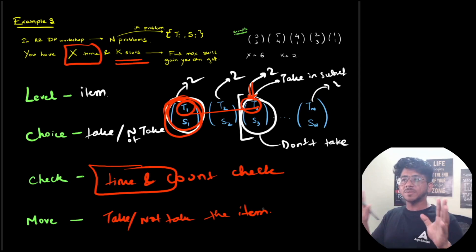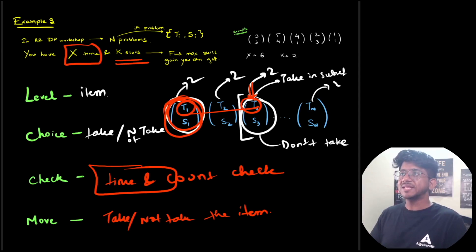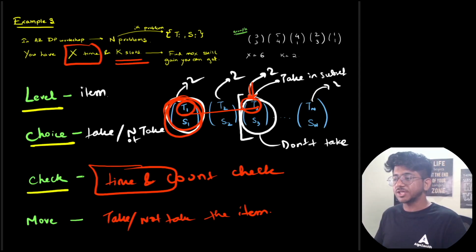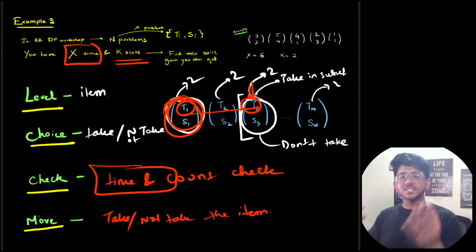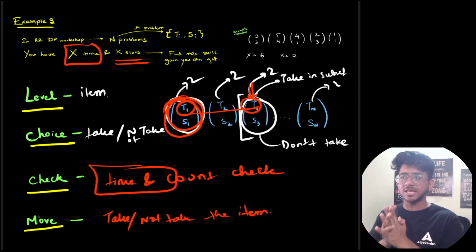Now I understand that you might be thinking, okay, this is Vivek, this is very overwhelming, I'm not able to understand how this is actually going to give us any solution. But have faith in me. Try to understand what I'm trying to teach over here. The main thing is what a level, choice, check and move are. Just try to get the basic constructs of these for now. In the next video, when I show you the code and how to model such things, and how the recursion works, you will get a clear picture of this. Don't worry about that. But for now, just try to understand what the item, take, choice, check and move are, right?